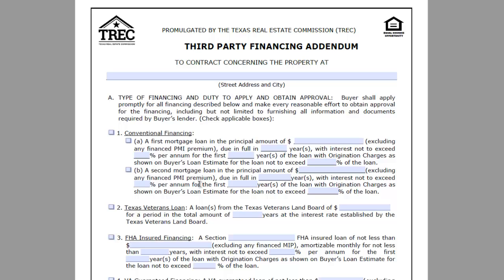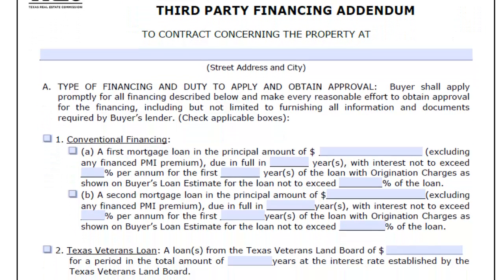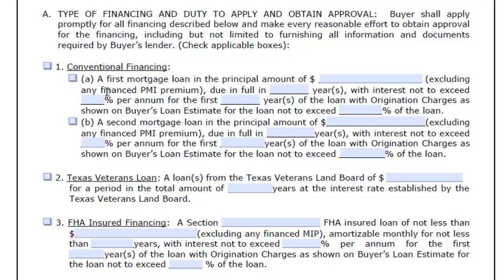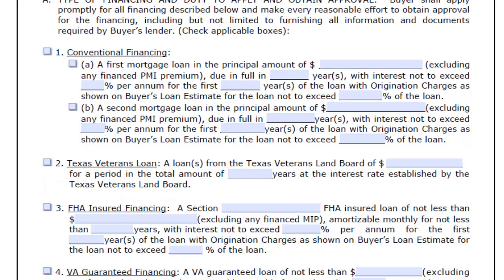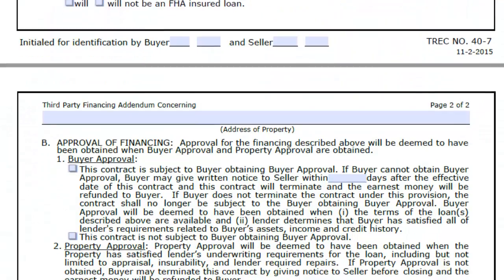So let me just cover the whole thing in general and then I'll dive in deeper. It's got several different paragraphs here. Paragraph A is talking about the duties of the buyer, and then it gets into the different types of financing that the buyer can use. And so you're only going to use one of these sections here, most likely. I don't know any situation where you'd use two different kinds of loans, but who knows.